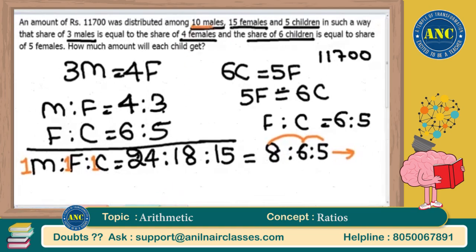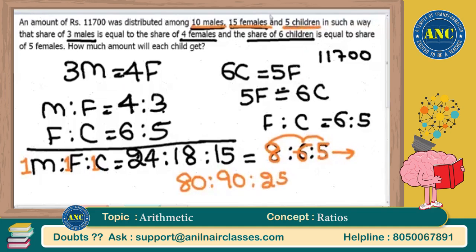But the question says it is 10 males. For 1 male it is 8, 10 males it is 80. 1 female it is 6, 15 females it is 15 into 6, 90. For 1 child it is 5. For 5 children it is 5 into 5, 25.